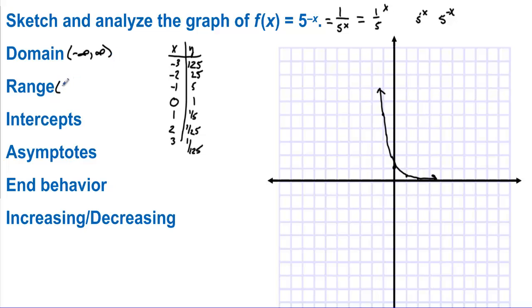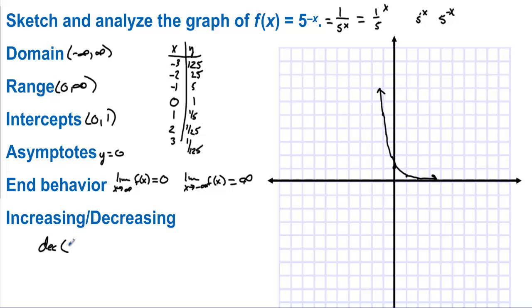The range on this one, just like the other, is 0 to infinity. The intercepts, we have 0, 1, we have a y-intercept, asymptote, so y equals 0. And the end behavior is the limit as x approaches infinity of f of x equals 0, and the limit as x approaches -infinity of f of x is infinity. And this function decreases the entire time as we go left to right.